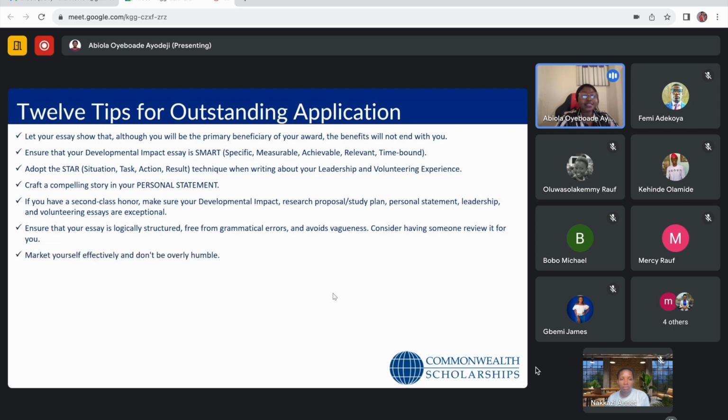Another thing is to market yourself effectively. Commonwealth does not require you to write an exam, except for the nominating agencies that require you to write an exam or do an interview. Commonwealth doesn't do that. So what is speaking for you is what you've written down. They've not seen you, they've not met you, and they are not coming to interview you after that. So your essay is what is speaking for you.